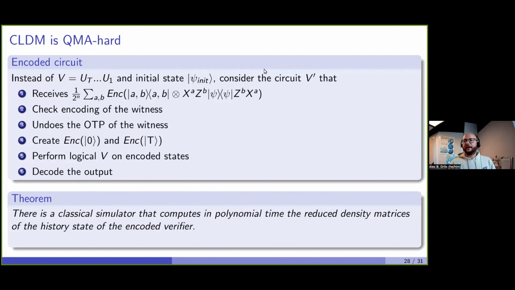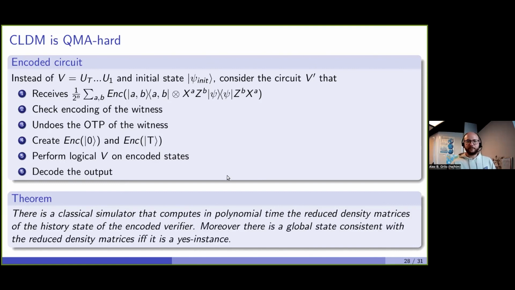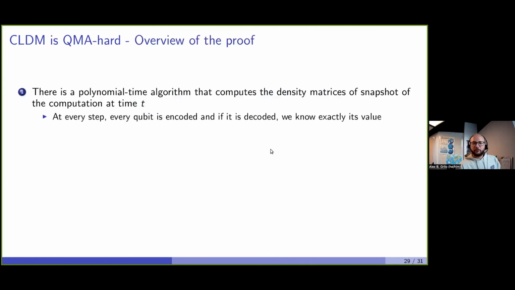Okay, and what we show is that if this encoding is simulatable, then you can compute the reduced density matrices of the history state of this computation, if and only if this verification accepts with high probability for psi. Let me roughly say how we do the proof.